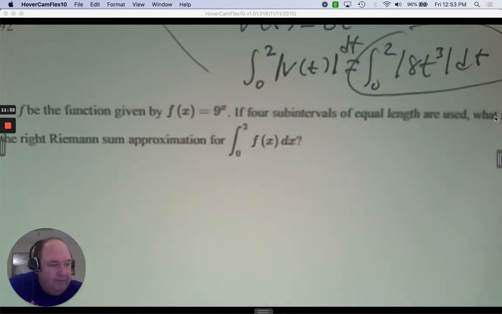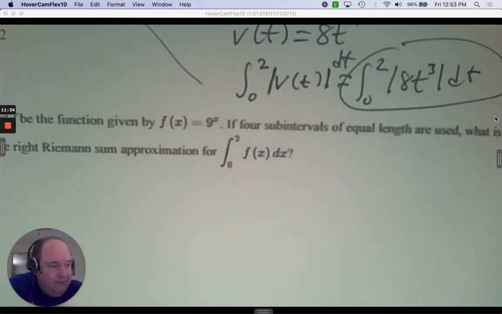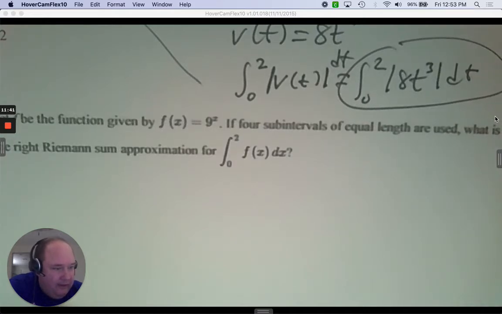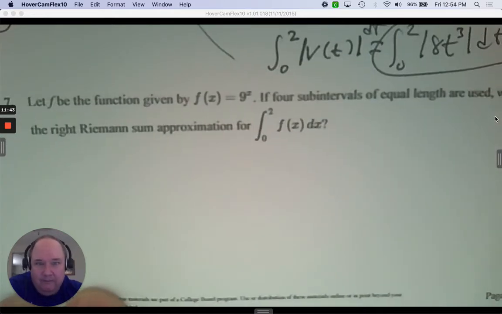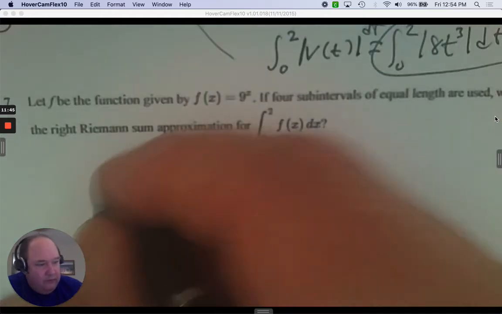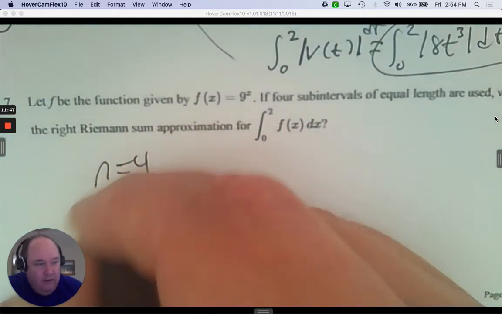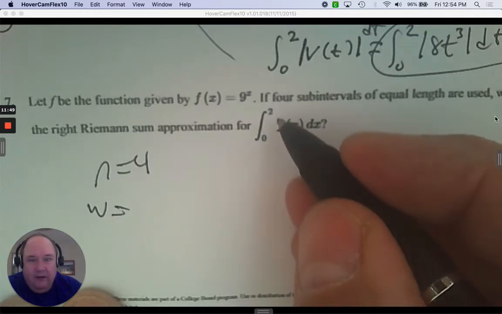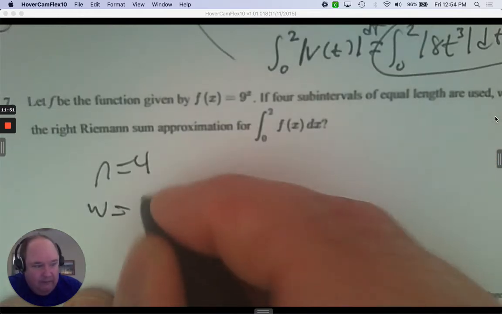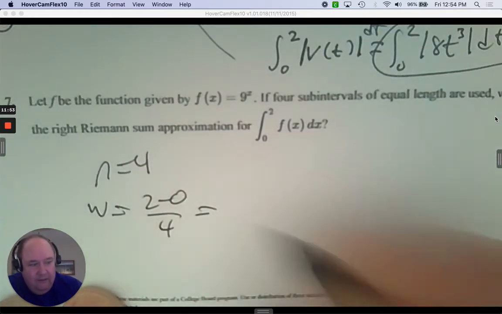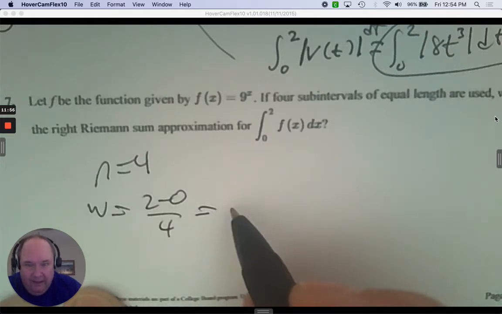Number 7, let f be that function, 9 to the x. If 4 subdivisions of equal length are used, what is the value of a right Riemann sum? 4 equal lengths, so n equals 4. The width, you take the top, subtract the bottom, divide by how many. You decide what that number is.